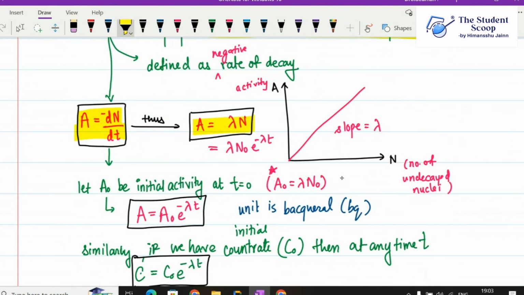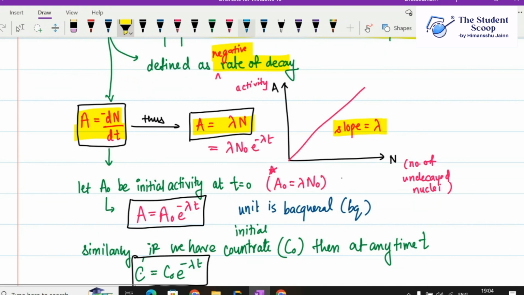What is A? A is the activity. A means a negative rate of decay. Okay, it is a negative rate of decay. So if A is equal to lambda into N, if I plot A versus N graph, I will get a straight line graph with a slope of lambda, because you can compare this with y is equal to mx, where m is a slope. So for an A versus N graph, remember that the slope will be lambda and it is a straight line passing through the origin.